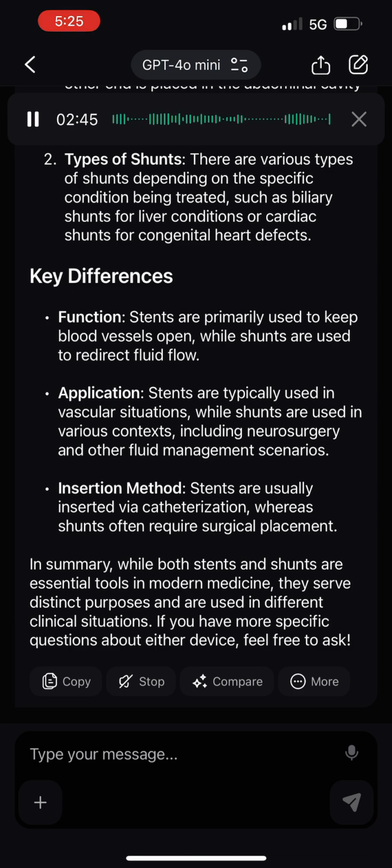In summary, while both stents and shunts are essential tools in modern medicine, they serve distinct purposes and are used in different clinical situations. If you have more specific questions about either device, feel free to ask.